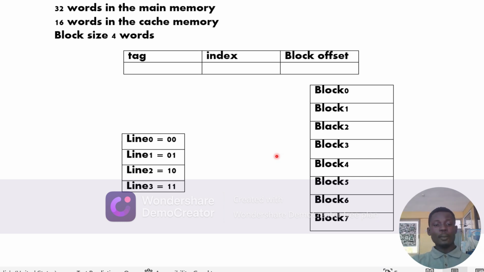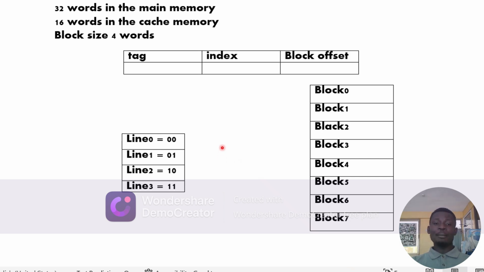Okay, so direct mapping is the simple and the least expensive technique. It assigns each block of main memory to a specific, single location in the cache memory.